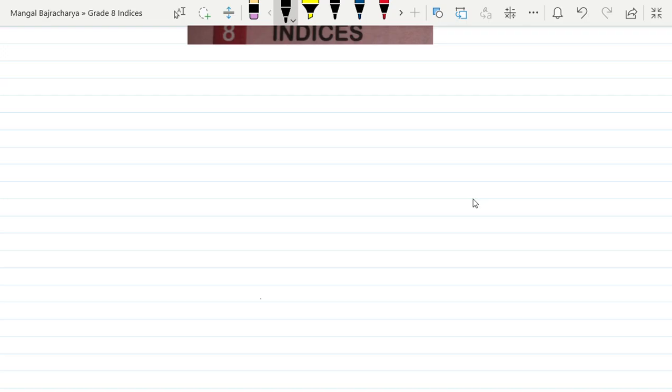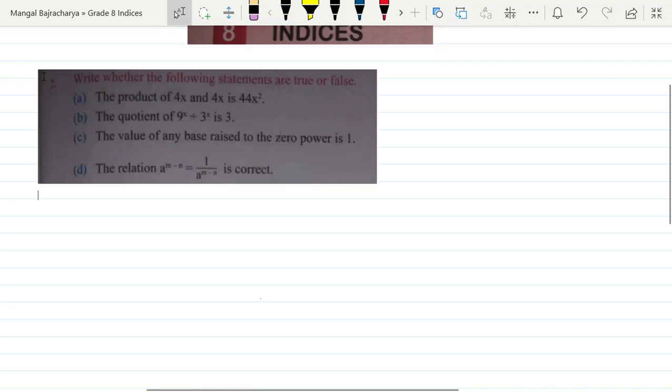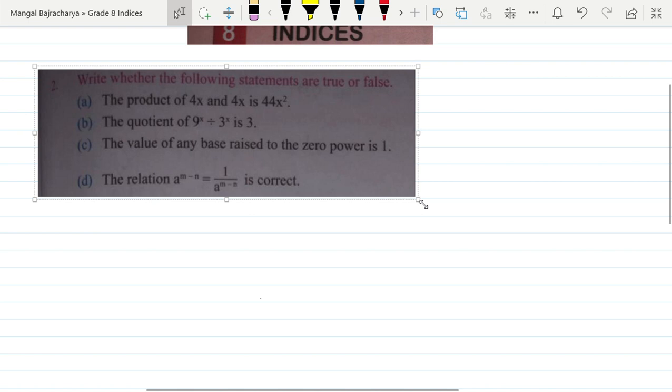Okay, so now number 2 I go. So in number 2, what do you see? The question is: write whether the following statements are true or false. It says the product of 4x and 4x is 44x square. That's very wrong, is it? 4 into 4 you get 16, and x into x you get x square. So x square is right, but 44 is wrong. So it's false.